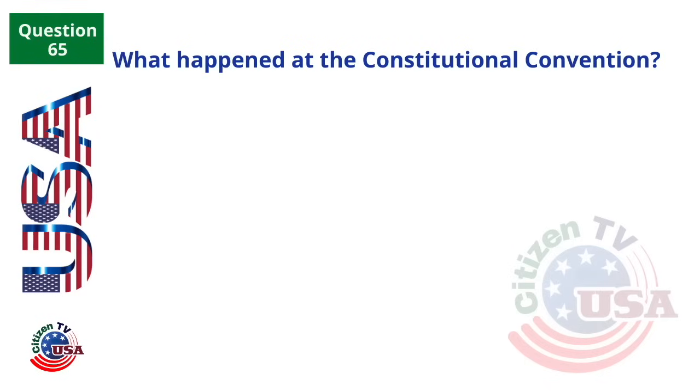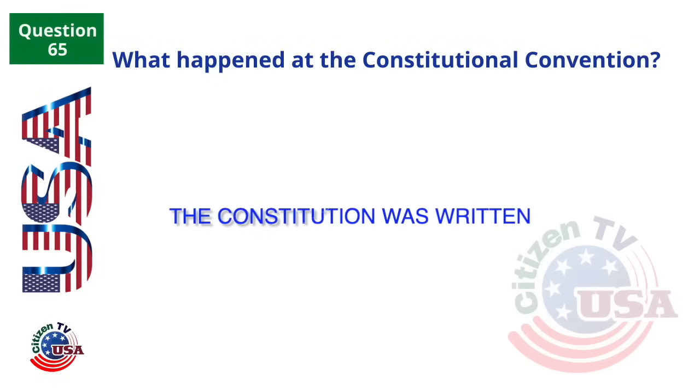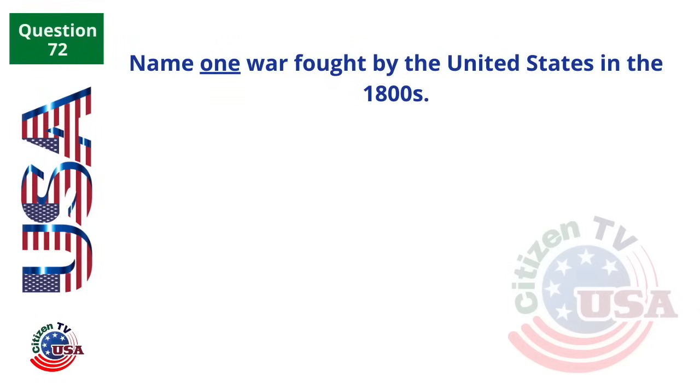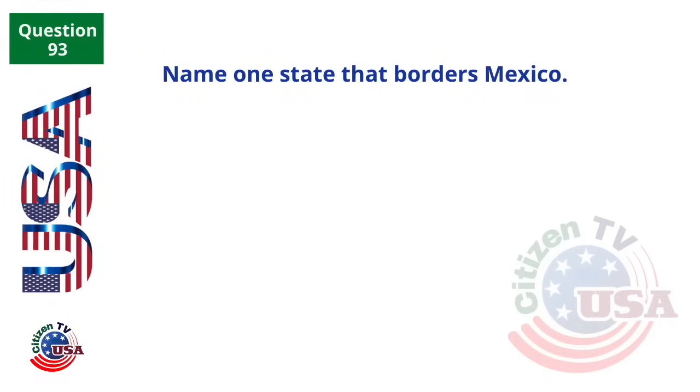What happened at the Constitutional Convention? The Constitution was written. Name one war fought by the United States in the 1800s. Civil War. Name one state that borders Mexico. California.